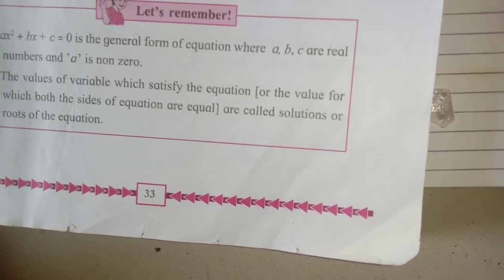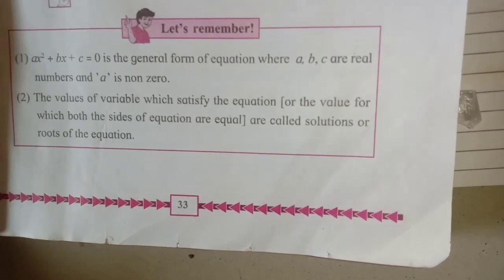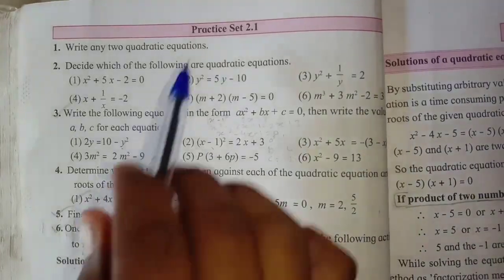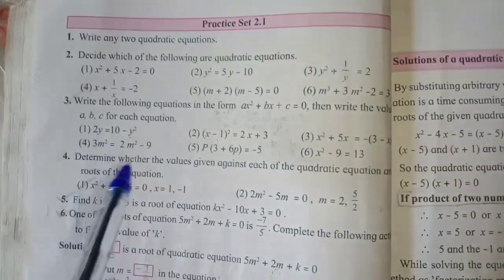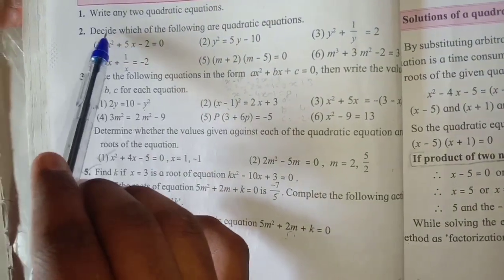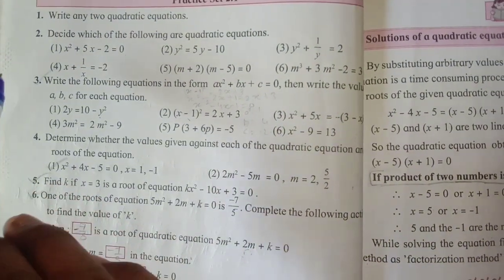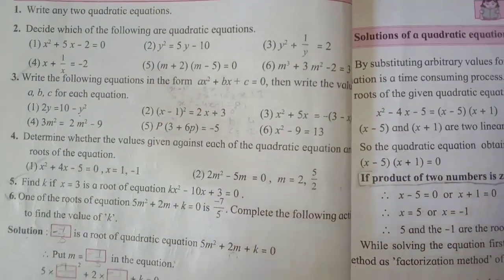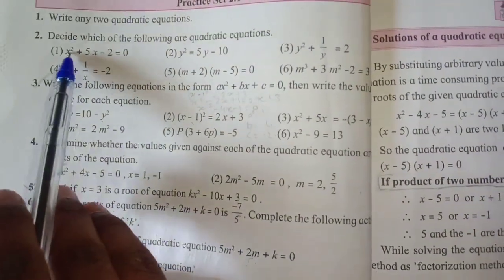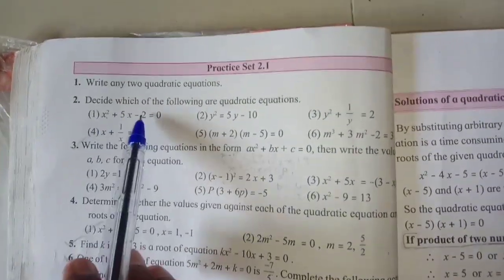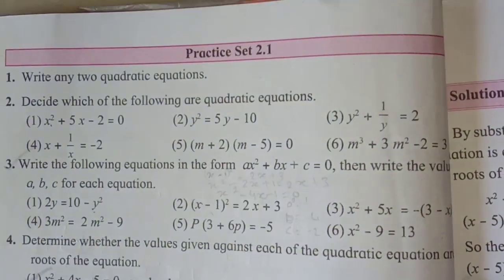Okay, so like this I will start practice set 2.1. You will understand how to solve the quadratic equation. In practice set 2.1, the first question is to write any two quadratic equations. Before that we will directly start the second question: decide which of the following equations are quadratic equations. As I told you, in a quadratic equation the degree is 2 and there is only one variable. So we will start with question number 2.